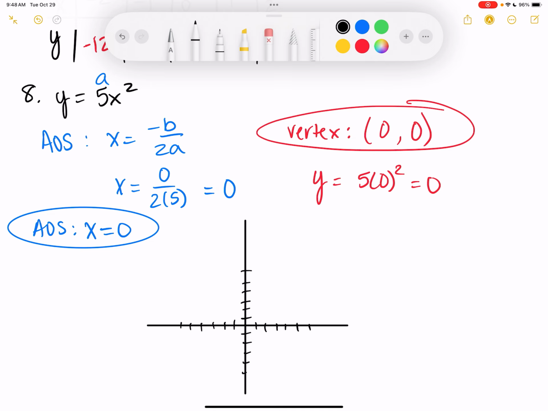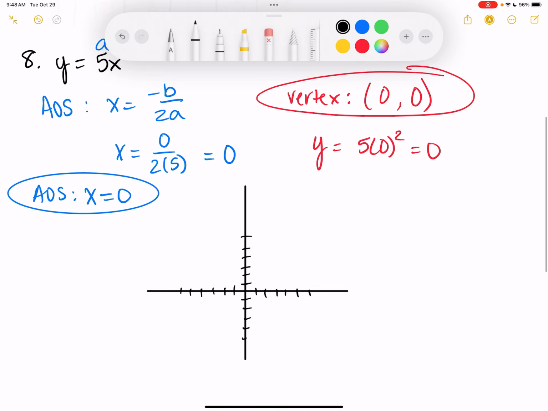All right, so the first thing we do is put our axis of symmetry on the graph. So we put a dotted line wherever that occurs. And I also want you to label it AOS so that I can clearly see where your axis of symmetry is. All right, my vertex is at 0, 0, so I put a point there.